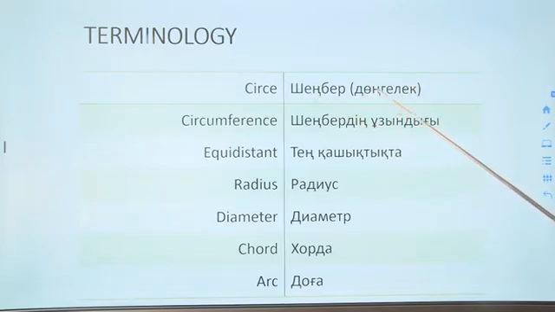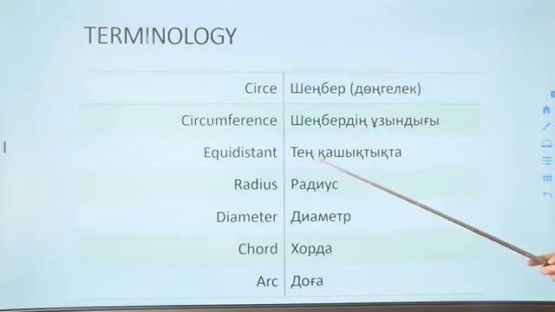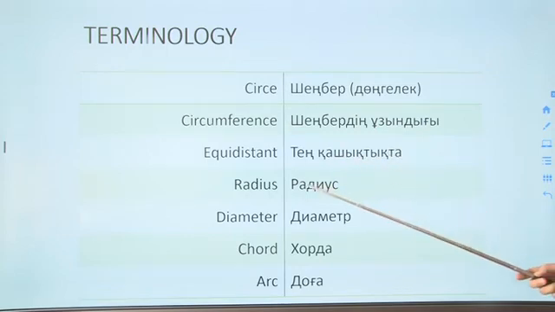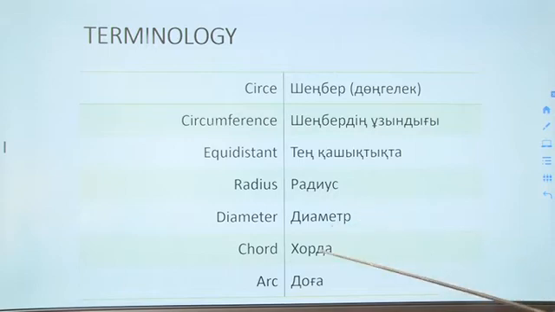Circle in Kazakh is şember, you already know it. Circumference is şemberдің ұзындығы. Equidistant, тең қашықтықта. Radius is radius. Diameter, diameter. Chord, chorda. Arc, that is doga. Let's move on.